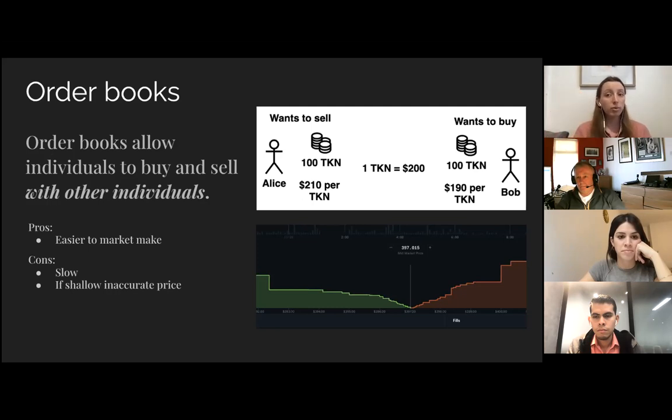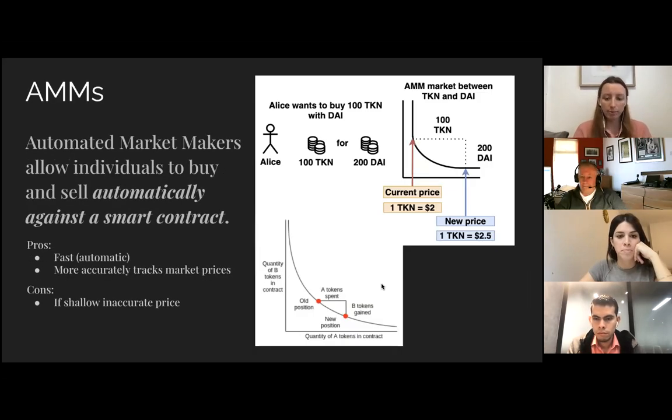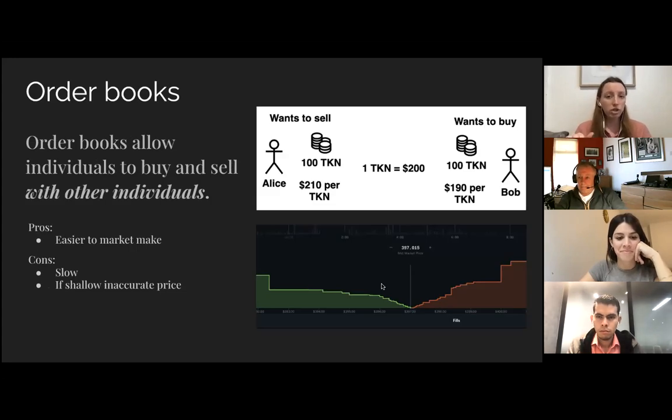And then we have Bob, who wants to buy some tokens, but he obviously wants to buy below market price, right? He wants to get the best price he can get. So what we have here is a deadlock. Neither of these orders will fill. But if you look at the bottom here, sorry, let me go back one. At the bottom here, we have a screenshot from an actual order book.